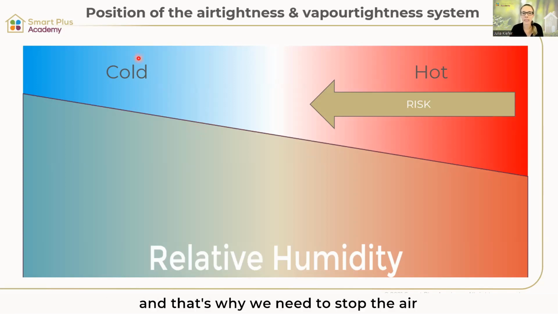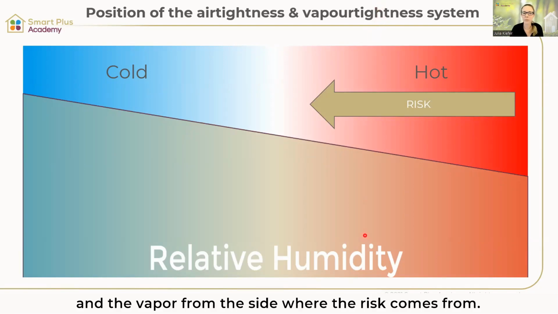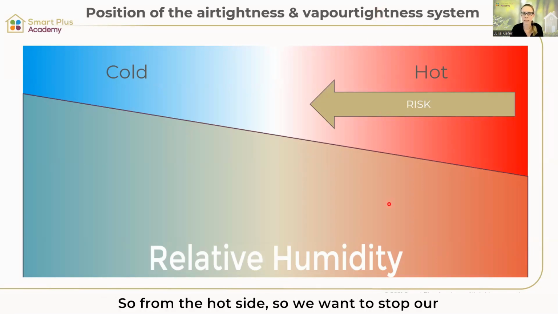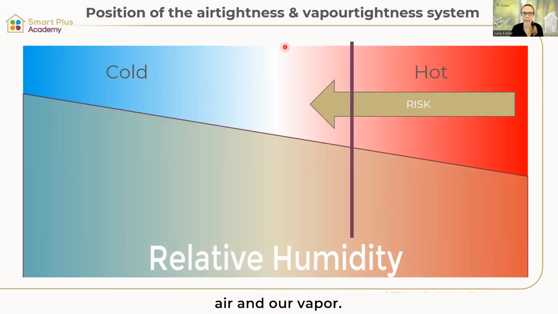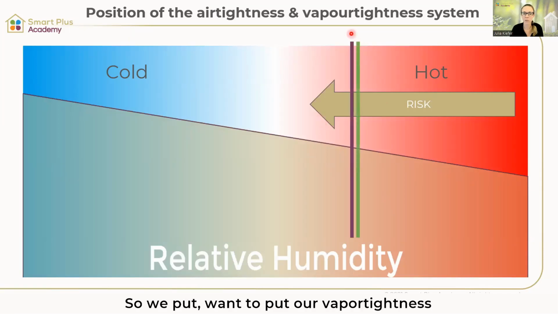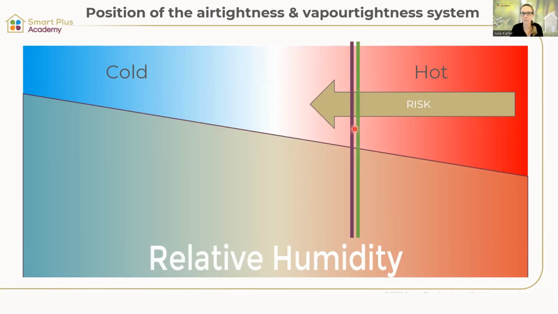And that's why we need to stop the air and the vapor from the side where the risk comes from, so from the hot side. So we want to stop our air and our vapor. We want to put our vapor tightness and airtightness onto the warm side of our thermal envelope.